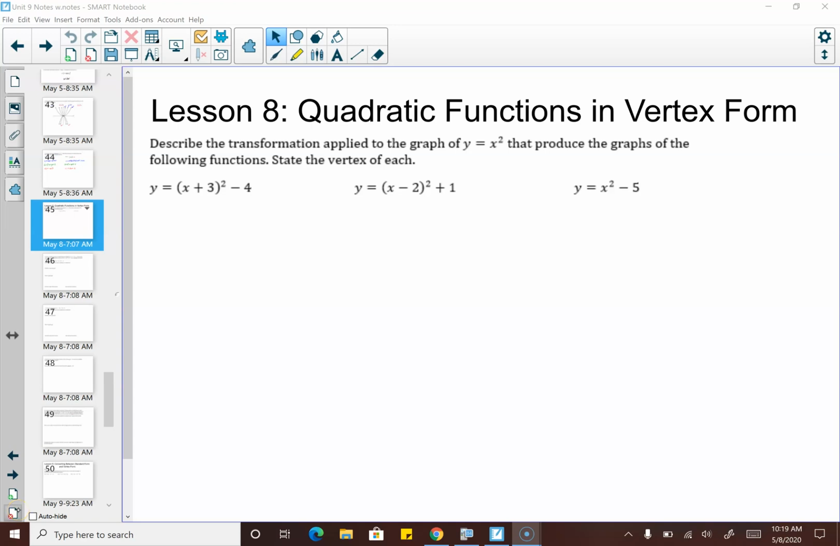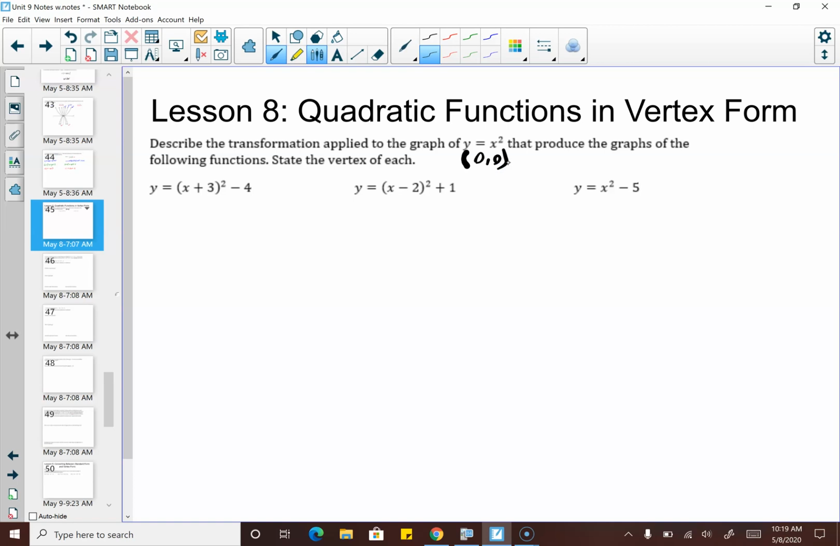For lesson 8, we're going to talk about quadratic functions in vertex form, which have a little bit to do with completing the square that we learned in our last unit. So describe the transformation applied to the graph of y equals x squared that produces the graphs of the following functions and state the vertex. So if we looked at y equals x squared, that would give us a vertex of 0, 0.